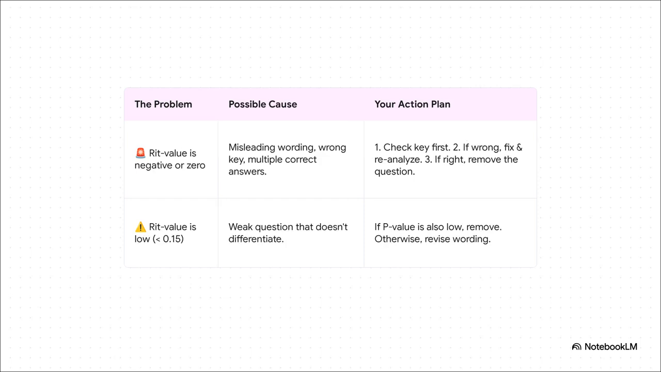Now, the Rit value. If you see a negative or 0, that's a 5-alarm fire. And what's step 1? Always check the key. If the key is right, then the question is probably misleading. Maybe it has 2 right answers. Either way, it's gotta go. Now, if the Rit value is just kind of low but still positive, it's just a weak question. You might try to reword it, or if it's also super difficult, you probably just want to cut it.